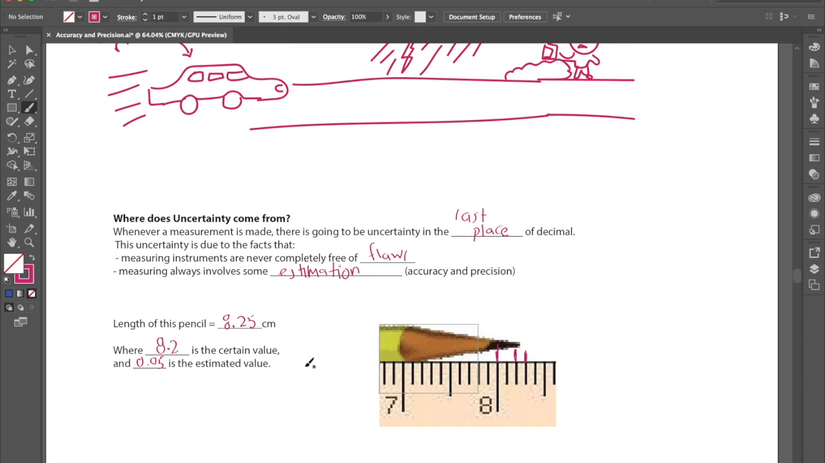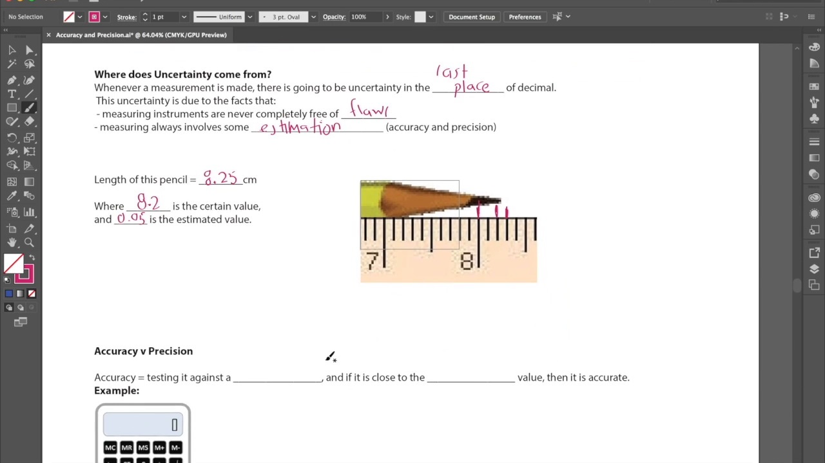We're going to talk a little bit in our next lesson about where that estimated value comes in and the significance of the other digits. But for now, what I want to talk about is some terms I've been using sort of interchangeably throughout this video, and that is accuracy and precision.